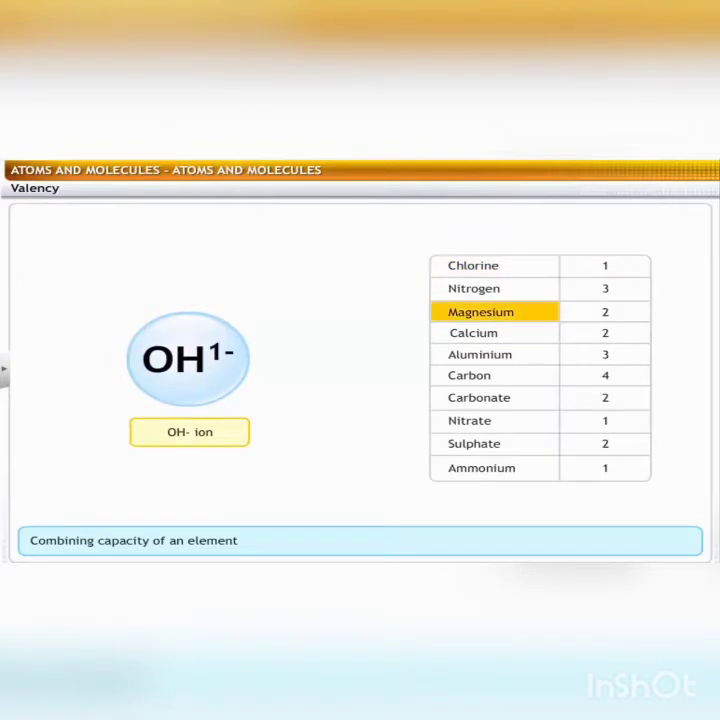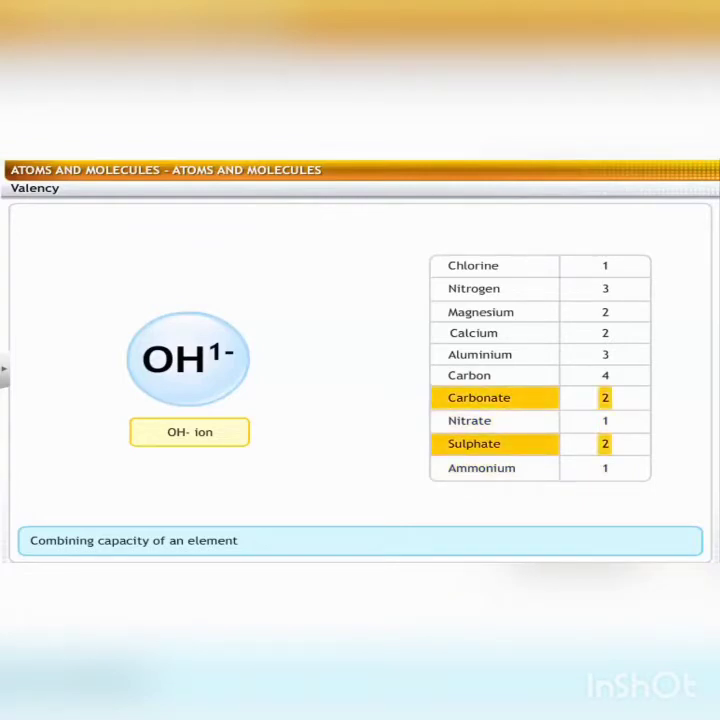First one, chlorine. Chlorine has valency 1. Magnesium and calcium have valency 2. Nitrogen and aluminum have valency 3. Carbon has valency 4. And the polyatomic ions like nitrate and ammonium have valency 1. Carbonate and sulfate have valency 2.